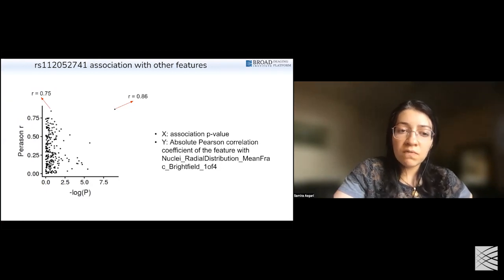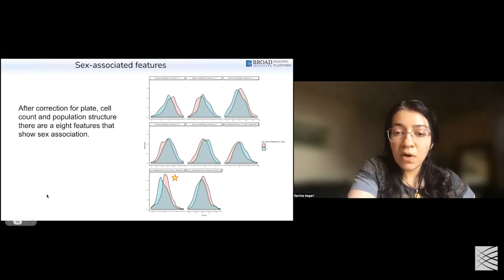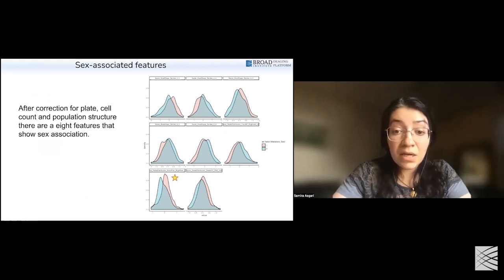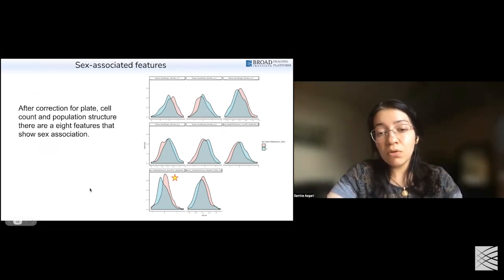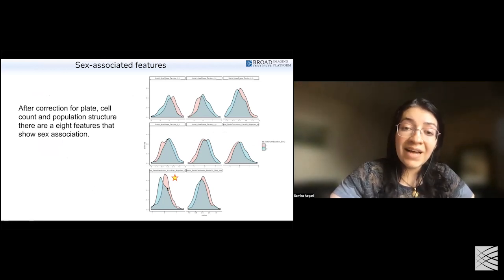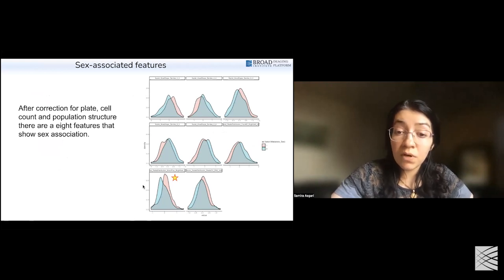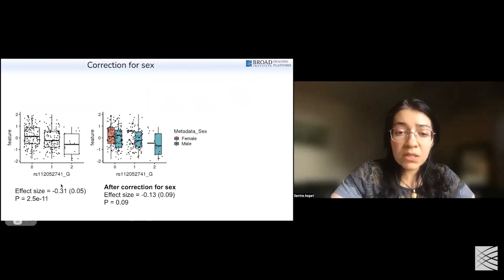This was the first point that we started suspecting these results, and after much digging around, we found out what this association is being driven by. And basically the answer was, among all our features, there were 8 that, besides all the covariates that we have corrected for, were also associated with sex. And this specific feature related to nuclear shape was one of them. And then after we corrected for sex in our model, the association that we saw went away.